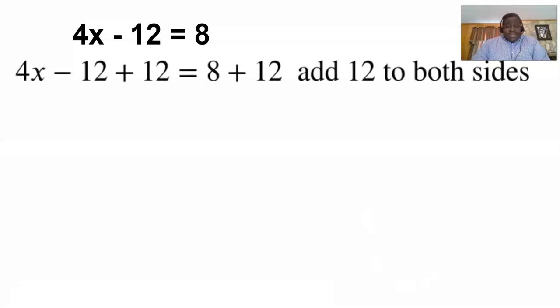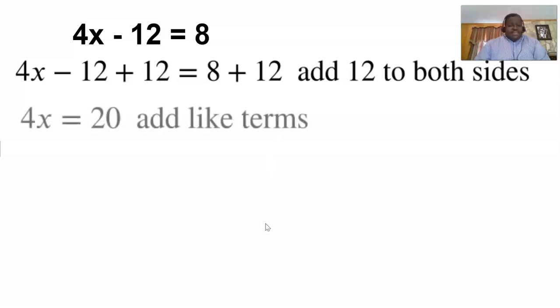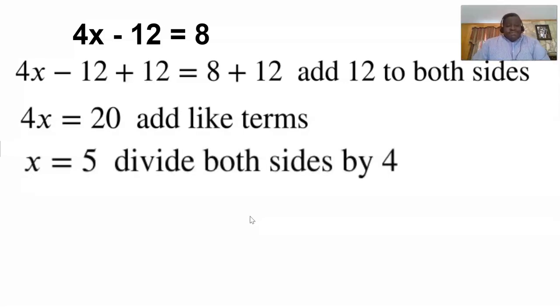Add 12 to both sides. Please forgive me. We're subtracting in the problem, so we need to add. So we're adding 12 to both sides. That's going to give us 4x equals 20 by adding like terms. In the last step, we're going to divide by 4. So x is going to be 5.